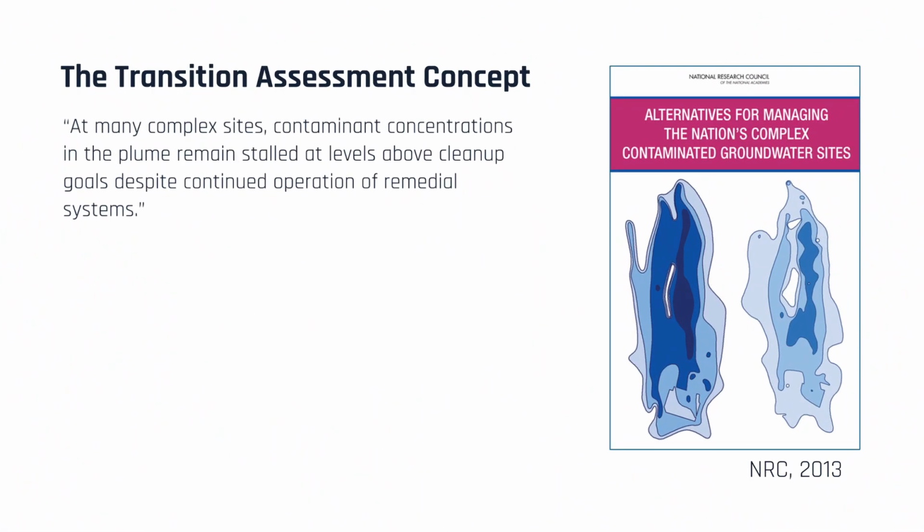Now, this concept of transition assessments has been with us for a while, but it was really crystallized in this great 2013 National Research Council document that described our challenges in managing contaminated groundwater sites. The NRC said that at many complex sites, contaminant concentrations in the plume remain stalled at levels above cleanup goals despite continued operation of remedial systems. And what this meant was that there's no clear path forward at these sites beyond continuing to operate expensive pump and treat systems or maybe even repeated in situ treatments.